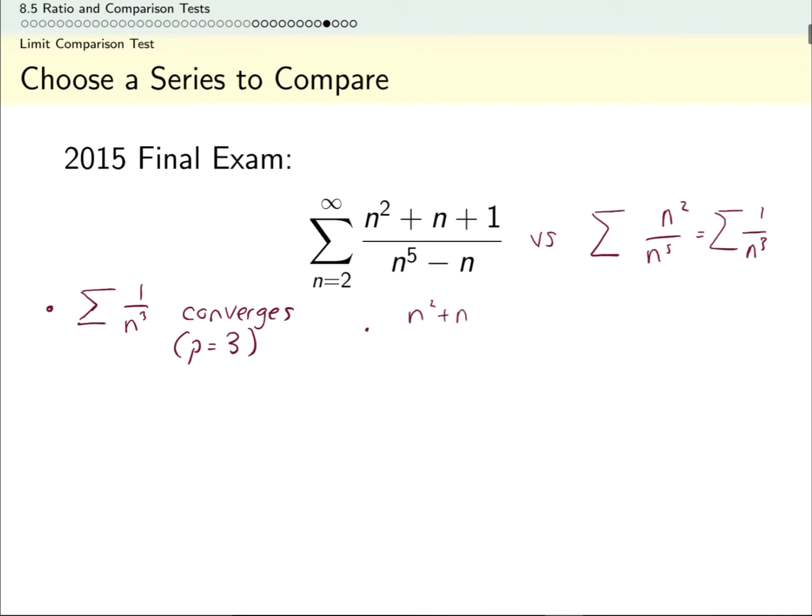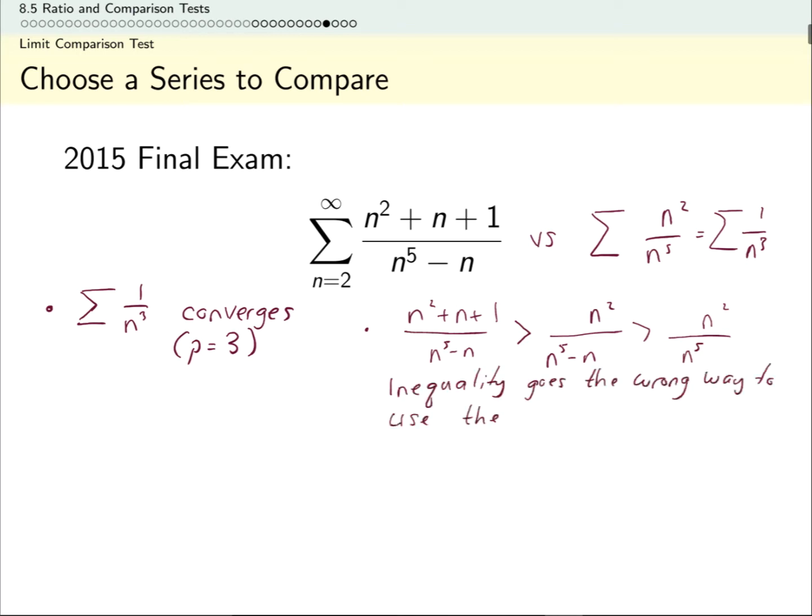So let's go through this process of deleting things. If I make the numerator smaller, that makes smaller numbers. If I make the denominator bigger, that also makes smaller numbers. So my inequality goes the wrong way to use the direct comparison test. You don't always have to check whether direct comparison will work. Sometimes it's actually kind of tough to figure out which is bigger and which is smaller, and if you don't want to figure that out, you can just jump to the limit comparison test.